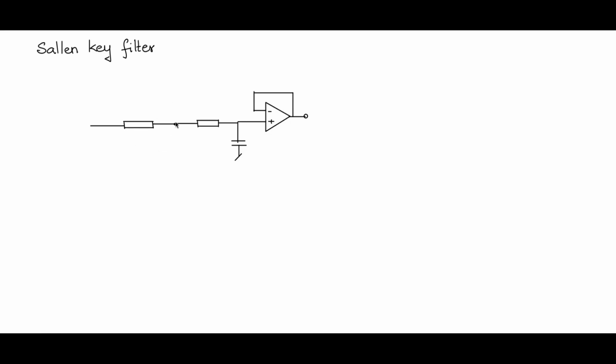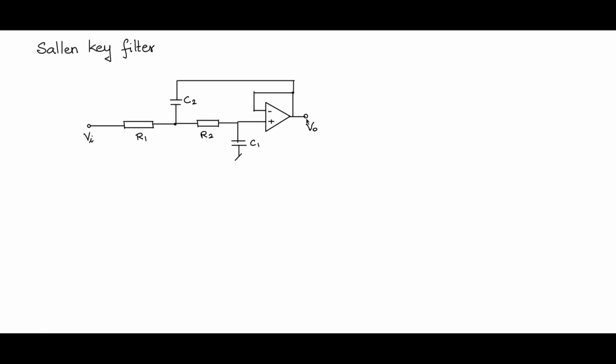This point is connected to a capacitor and connected to the output. So this is Vi and this is V0. Let's say this is R1, R2, C1 and C2. So let us try to get the input-output relationship. Let me name some node points here.